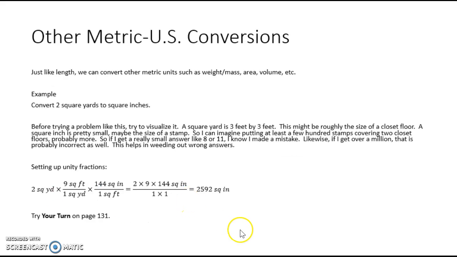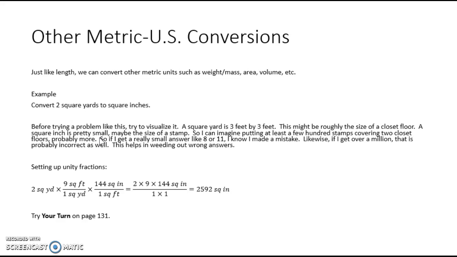Moving on, just like length, we can convert other metric units such as weight, mass, area, volume, etc. You're going to see quite a few examples with other types of metric to US conversions. So let's look at an example, and the book has quite a few more examples. The problem is convert 2 square yards to square inches.